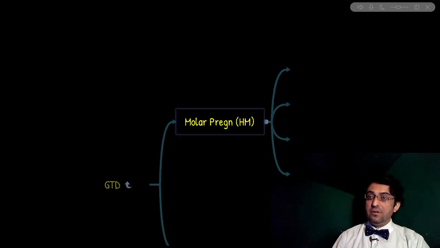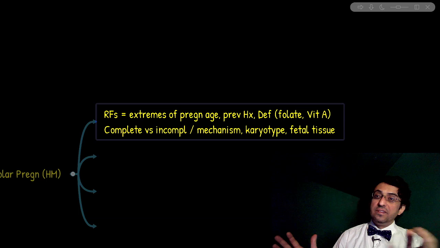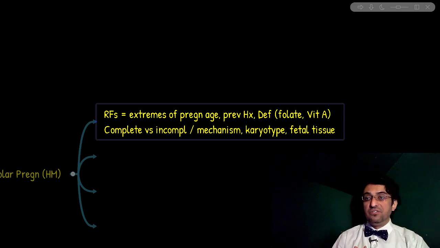Now, what are the risk factors of molar pregnancy? Always remember extremes of pregnancy age. That's a woman who is pregnant at an age younger than 20 or older than 40. Previous history of molar pregnancy or gestational trophoblastic disease of any type, as well as deficiency of folate and vitamin A.